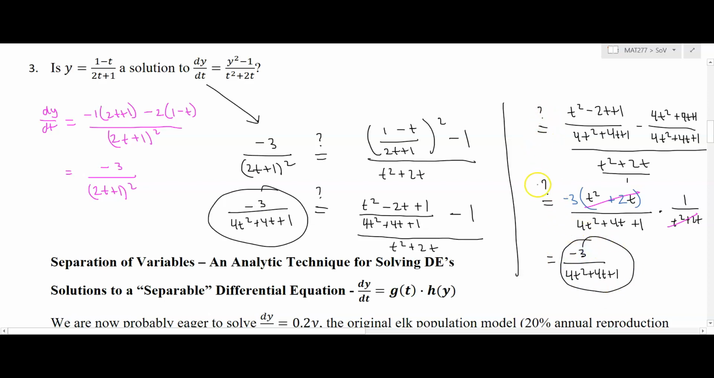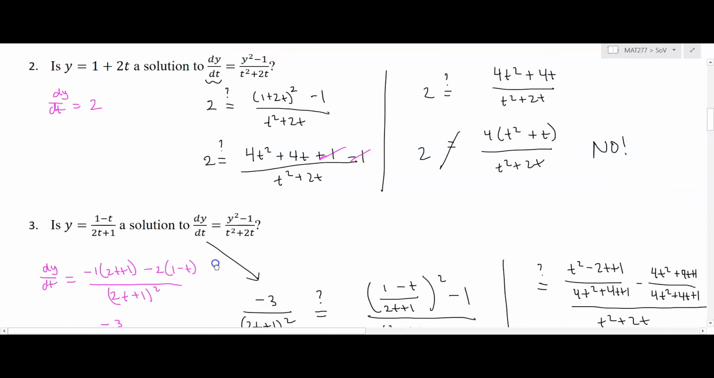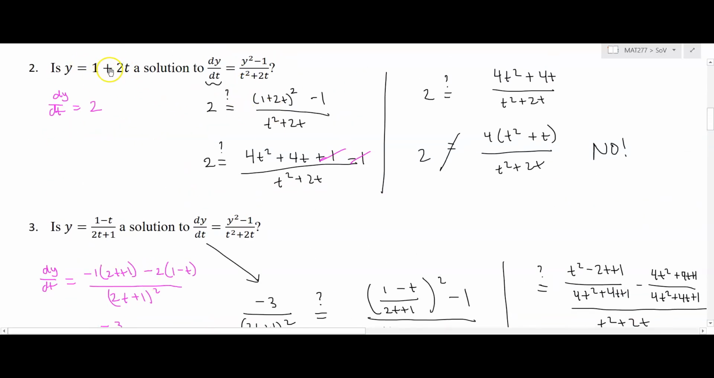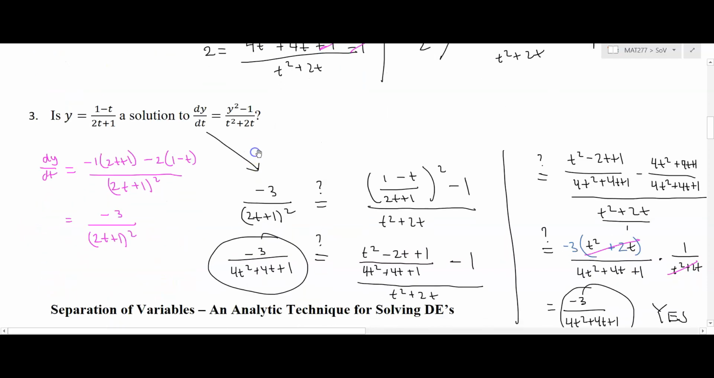And again, I had all these question marks above the equal sign. That's just a way of setting things equal to each other without claiming that they're equal; you're checking to see whether or not they are. In this case they are, so the solution that was given to us is in fact a solution to that differential equation. We saw in number 2 that 1 plus 2t wasn't a solution because you didn't get the left and right hand sides equal to each other. But in number 3 it was possible.